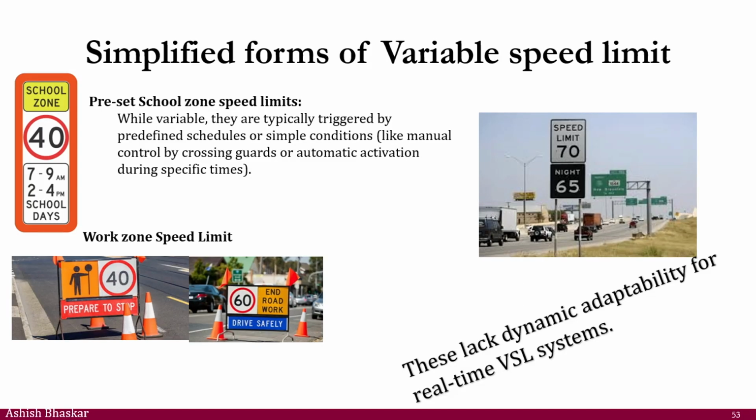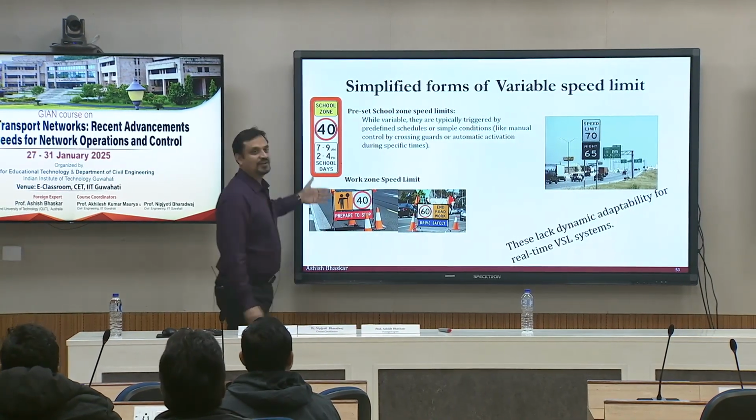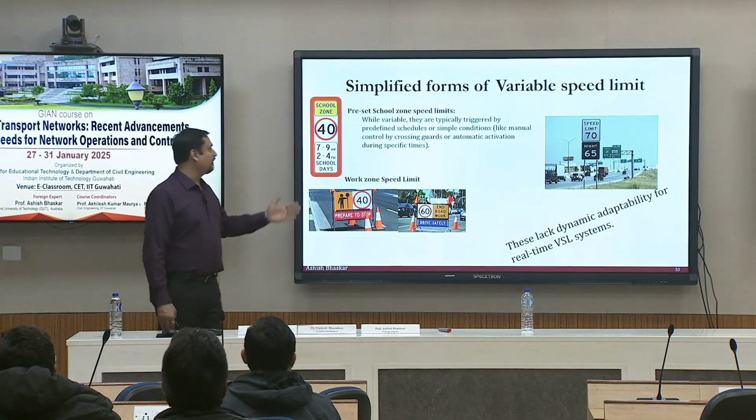So the variable speed limit is, as the name implies, a speed limit of the road that is not fixed, not static. It can change based on different conditions, based on different times of the day. Very simple examples are school zones. They quite often have a variable speed limit.